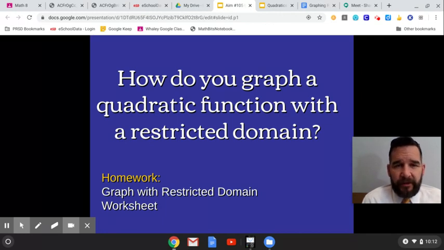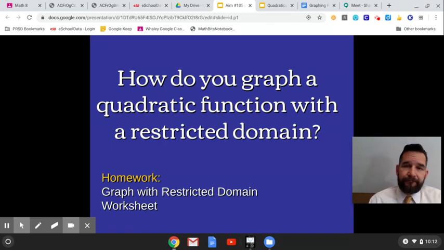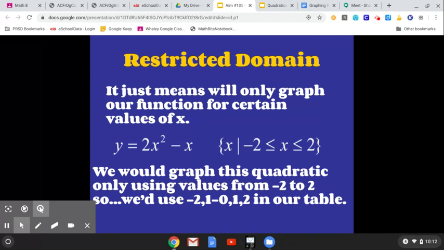It's called graphing with a restricted domain. Now, you might be saying to yourself, I don't know what a restricted domain is. What does that mean? Well, a restricted domain just simply means that you're only going to graph that particular function for certain values of x.